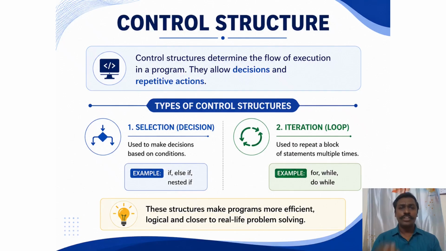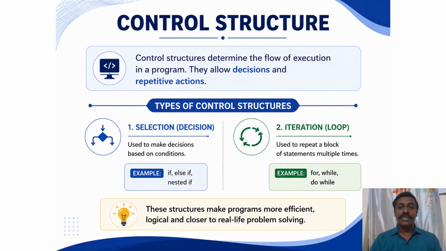What is a control structure? Control structures determine the flow of execution in a program. They control how the program has to work, and they allow decisions and repetitive actions. There are two types of control structures. The first one is selection. This is used to make decisions based on conditions: if, else if and nested if.